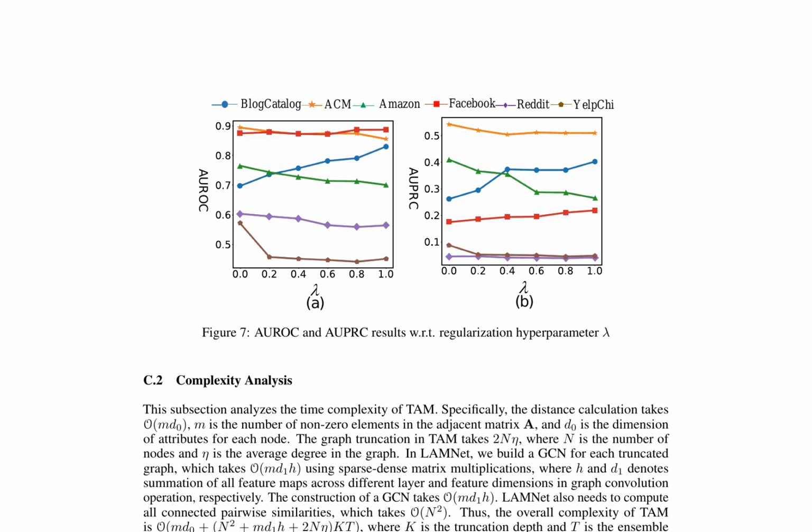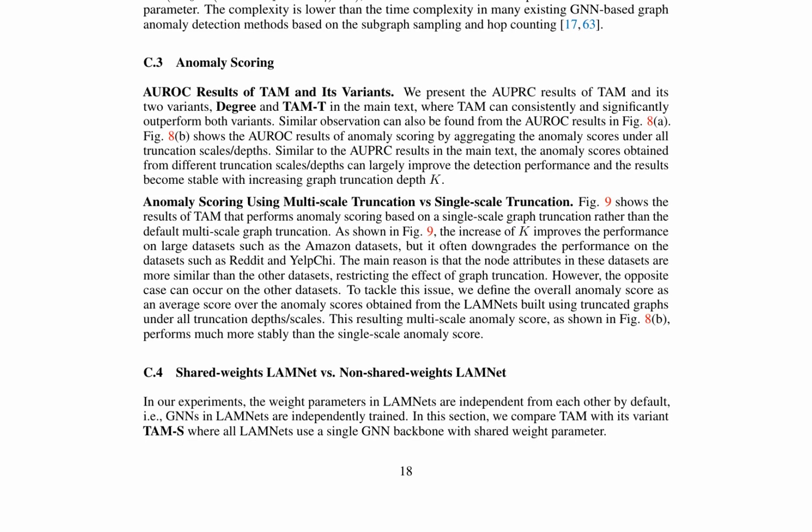Aggregating anomaly scores from different truncation scales, or depths, can significantly improve detection performance and result in stable outcomes with increasing graph truncation depth K. Comparing anomaly scoring using multi-scale truncation versus single-scale truncation shows that multi-scale truncation generally improves performance on large datasets, but may degrade performance on datasets with highly similar node attributes.